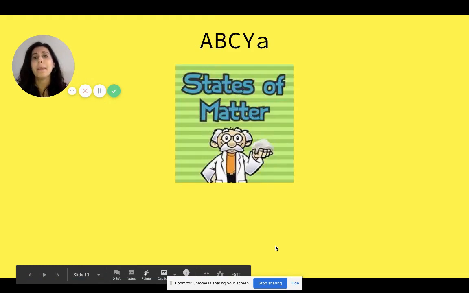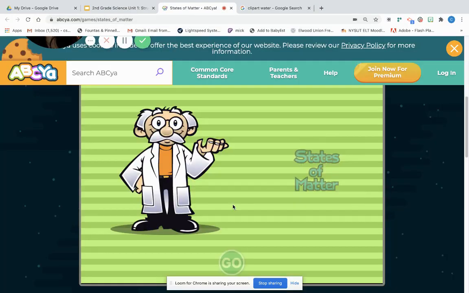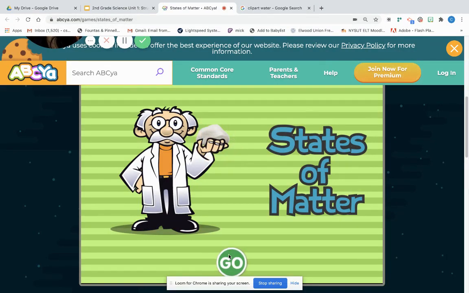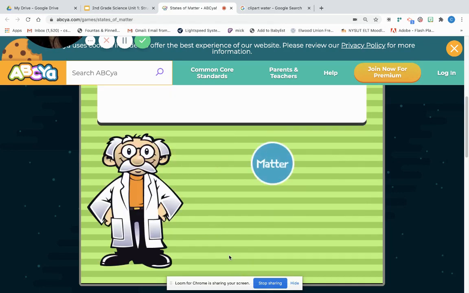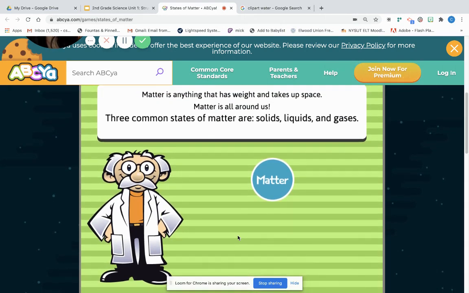Let's see what ABCia has to say about this topic. States of matter. Matter is anything that has weight and takes up space. Matter is all around us. 3 common states of matter are solids, liquids, and gases.